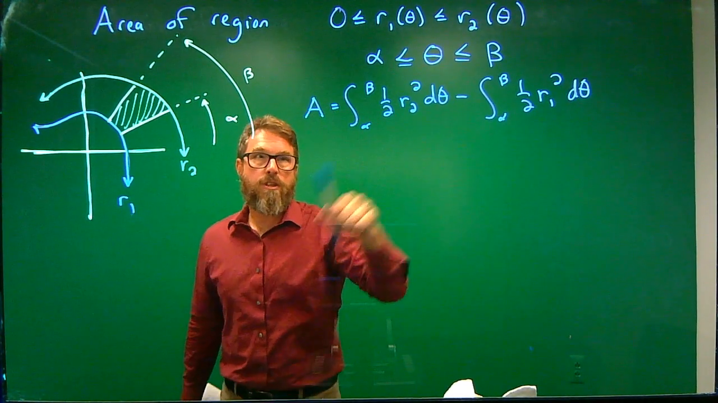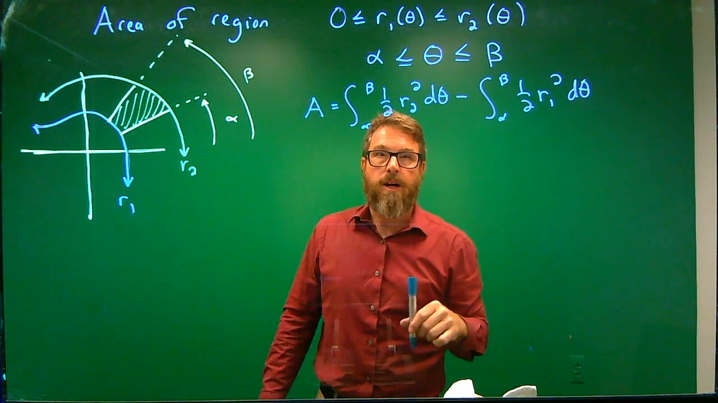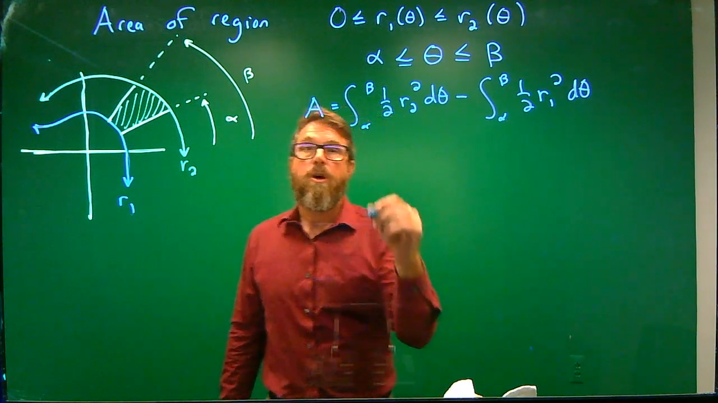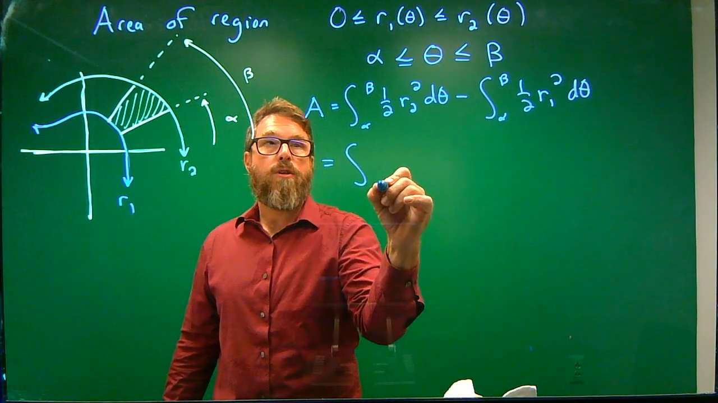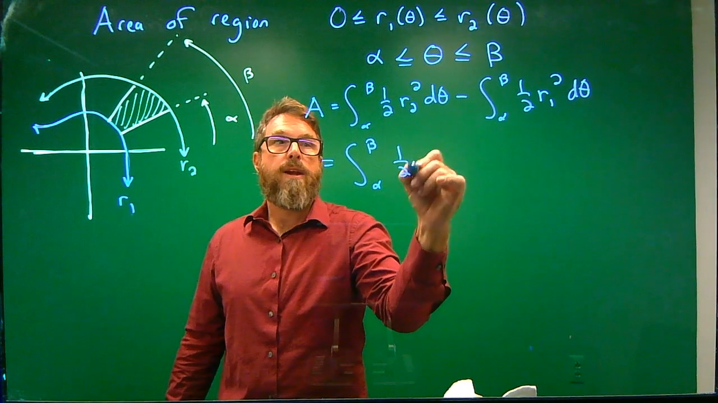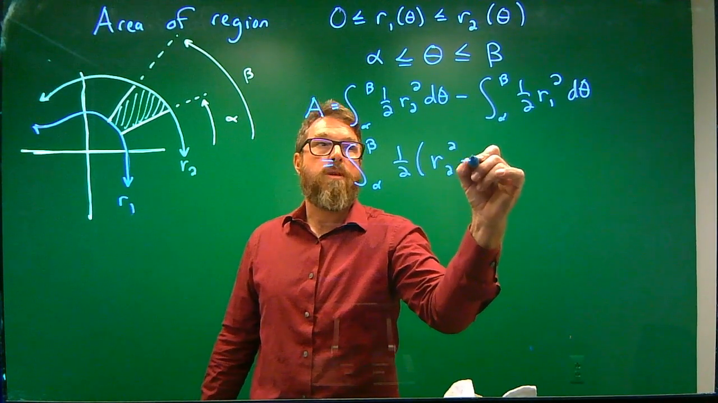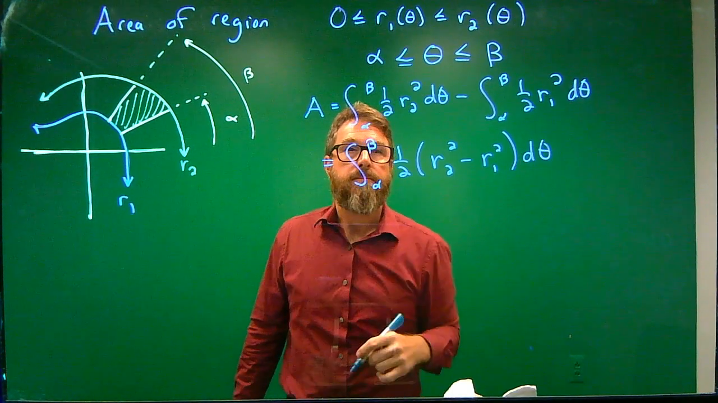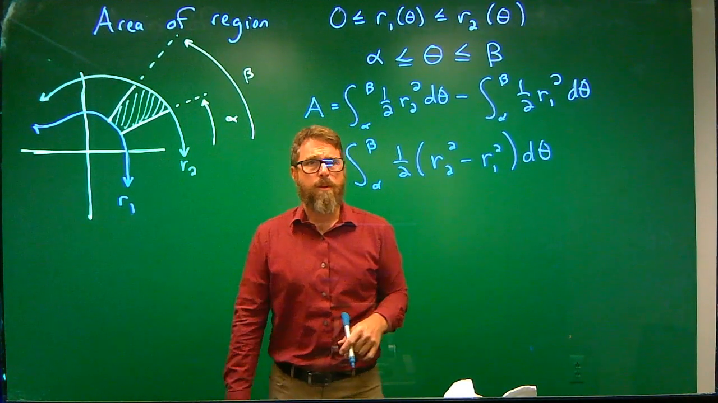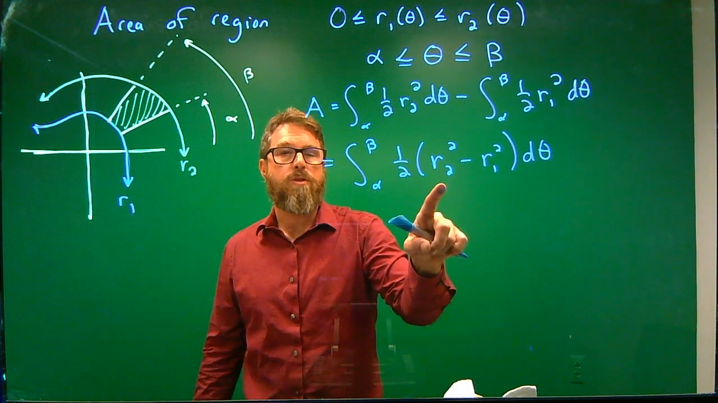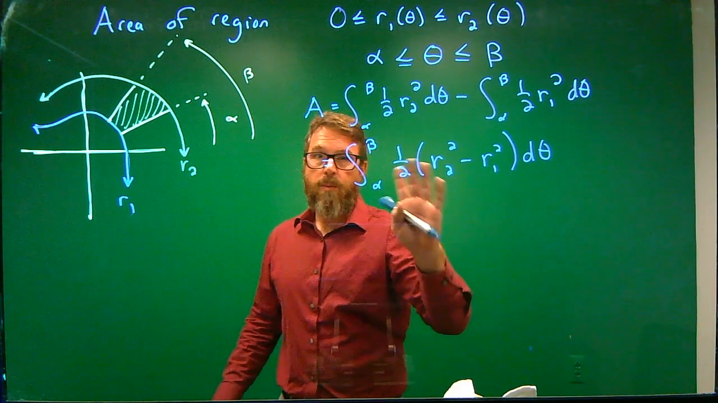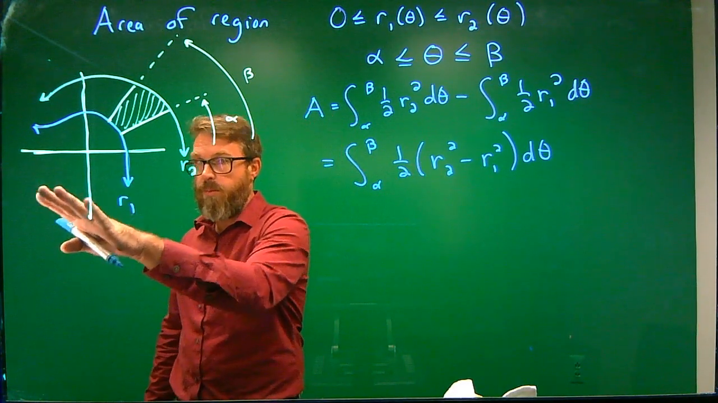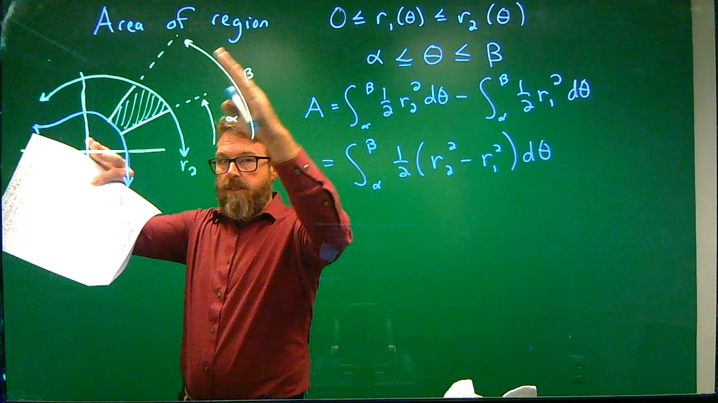Now, since they share the same bounds and also the same angle of integration, we can put these together to be the integral from alpha to beta of 1/2 times R2 squared minus R1 squared d theta. So that'll be the formula that we're going to use, knowing that R2 is technically bigger than R1. Now, when we say bigger, we're actually saying further from the origin radially. So bigger happens to be this.